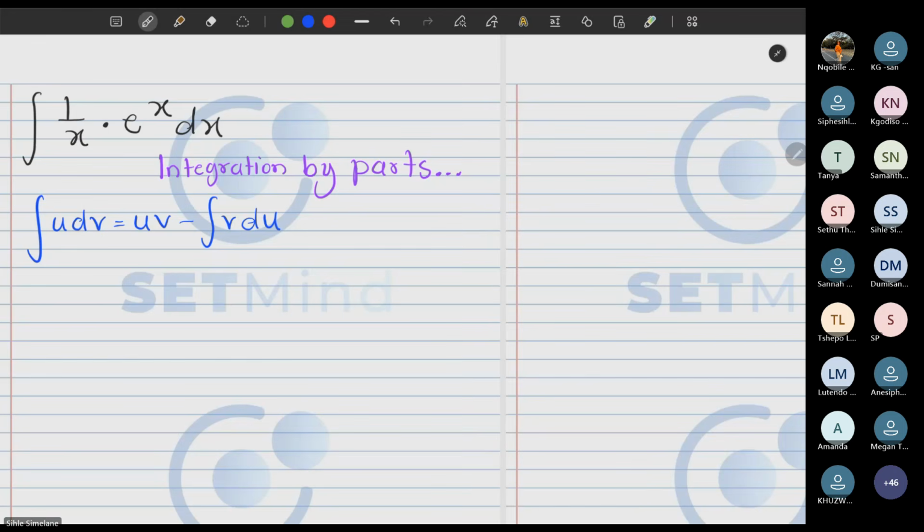U is 1 over x. What should I choose 1 over x to be? U. Make u 1 over x. Okay, why is that? It's a smart choice, by the way, but why? Are you still there? So making u to be 1 over x is a smart choice. But why are you choosing that? Then dv will be e to the x. I'll wait for your response.